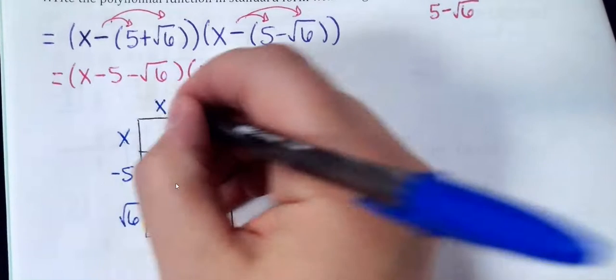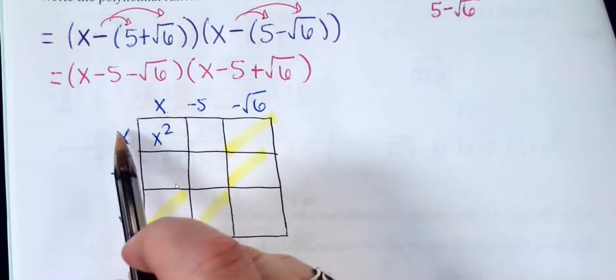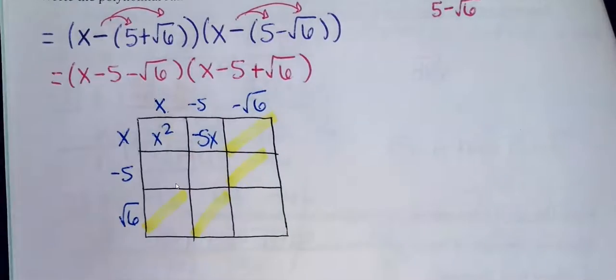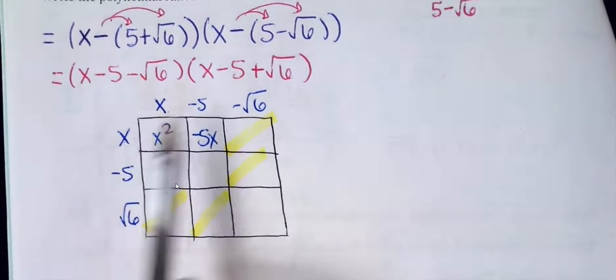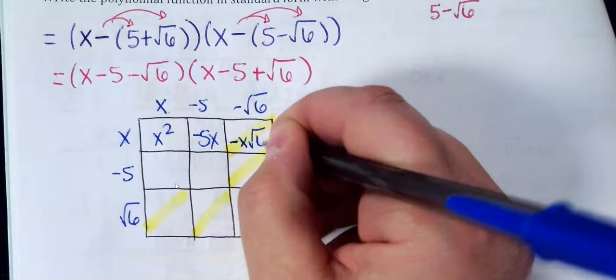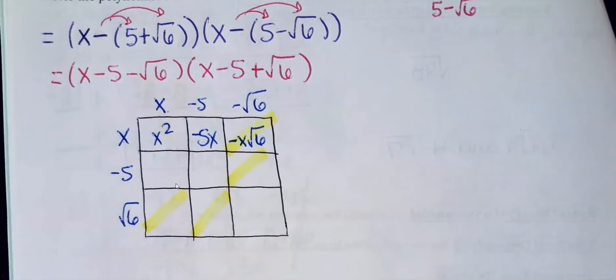So x times x gives me x squared. X times negative 5 is going to give me negative 5x. And I'm going to go ahead and do this in this problem, but I promise you this is going to cancel out. X times negative radical 6, I would just write that as negative x radical 6. But this is going to go away. Any irrational part, so anything that involves a square root, is going to go away.